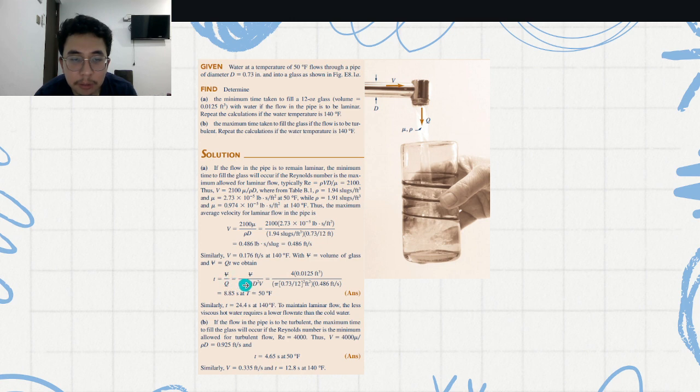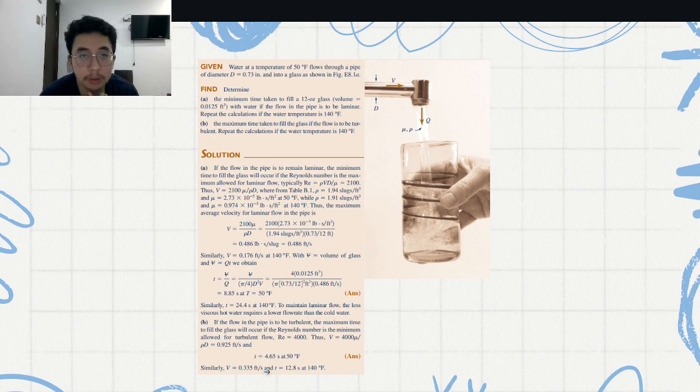So t equals V per Q, equals V per (π/4) times d squared times v, equals this, and then we get 8.85 seconds at 50 degrees Fahrenheit. If we calculate this at 140 degrees, you get t equals 24.44 seconds. That's laminar flow. Now let's move on to the turbulent flow.